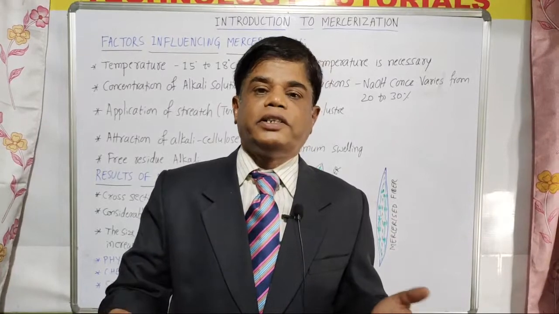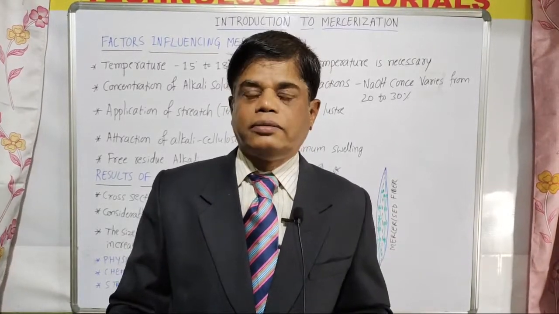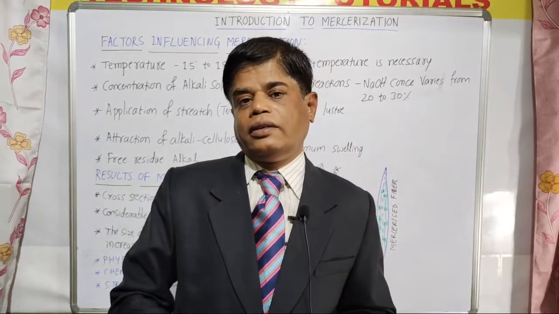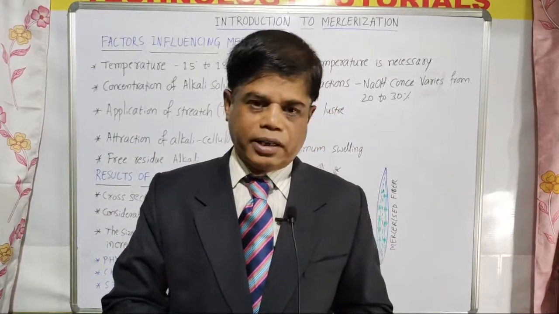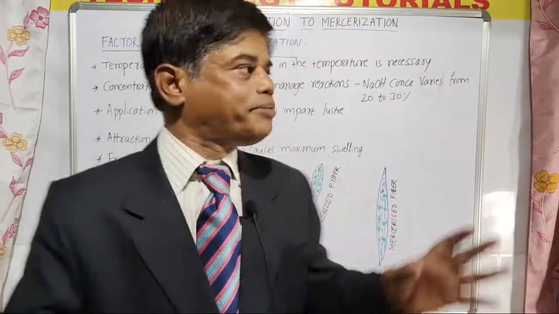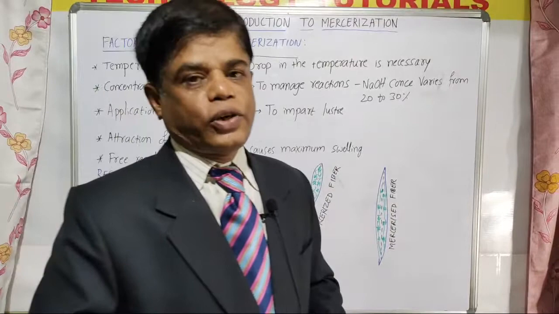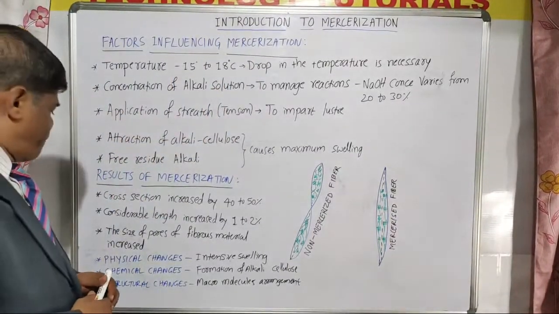How much percentage residue is there in the bottom of the bath? How much percentage of the alkali residue is present on the surface of the textile material? These are important things. Concentration: usually NaOH concentration varies from 20 to 30%. This is important, to manage the reactions.